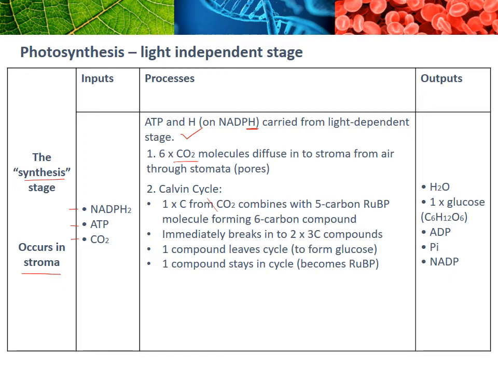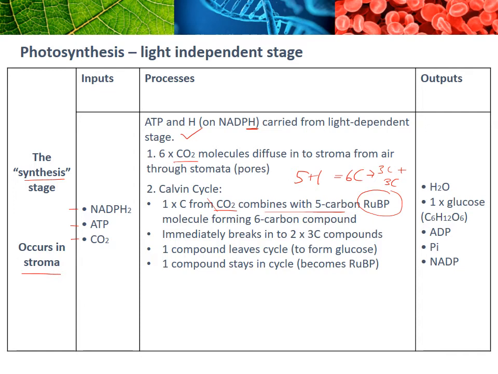And this comes up in the exam quite often in kind of a diagram, which you'll get the chance to look at at some point. So in the Calvin cycle, one carbon from the carbon dioxide molecule combines with a 5-carbon molecule called RuBP. So we get 5 plus 1 equals a 6-carbon molecule. That 6-carbon molecule immediately breaks into a 3-carbon molecule and another 3-carbon molecule.